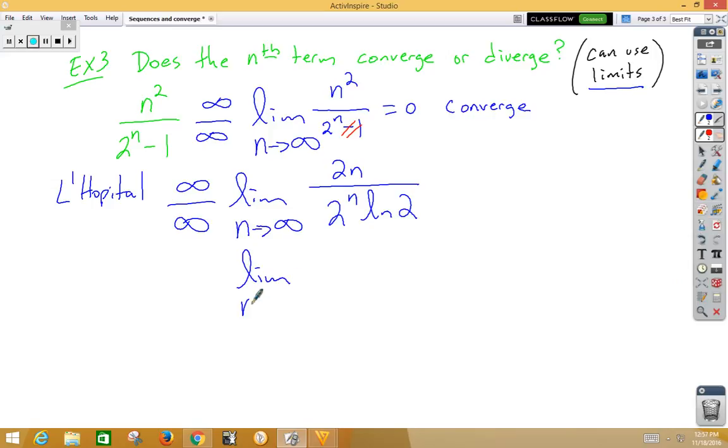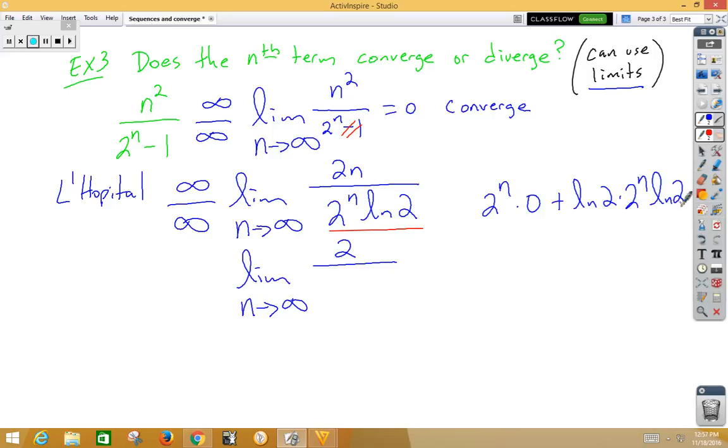If I L'Hopital again, the limit goes to infinity, then the top becomes a 2. The bottom, well, this is going to be a product rule, so first times derivative of the second plus the second times derivative of the first would be 2 to the n natural log 2. So we end up with, on the bottom, 2 to the n natural log of 2 squared. Well, now, as we're going to infinity with our n behavior, we certainly have a low-high, and this is going to go to 0.